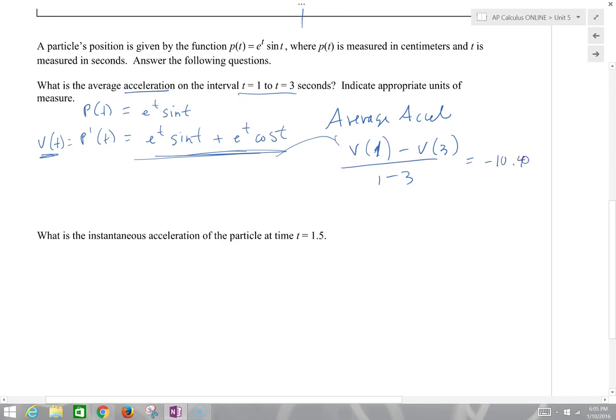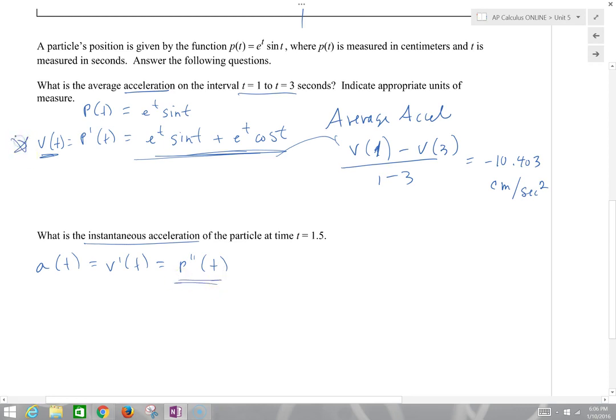negative 10.403. And this time we had centimeters per second, but then we divided it by seconds again. So we have centimeters per second squared. So instantaneous acceleration, well, acceleration of t is equal to v prime of t, which is equal to p double prime of t. So we need to find the second derivative of p.